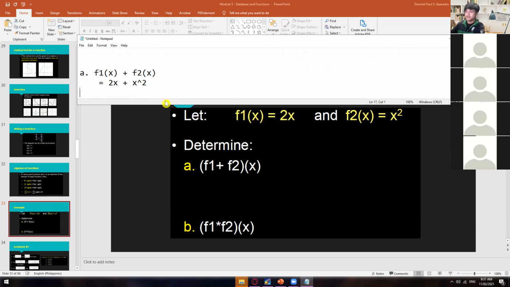All right, let's now answer letter B. So we have multiplication, so same concept, just different operators. So f of 1 times f of 2. There you go. So instead of plus, we'll use multiplication. 2x times x squared. So in here, we can still simplify this one, wherein you will get 2x cubed. Correct?